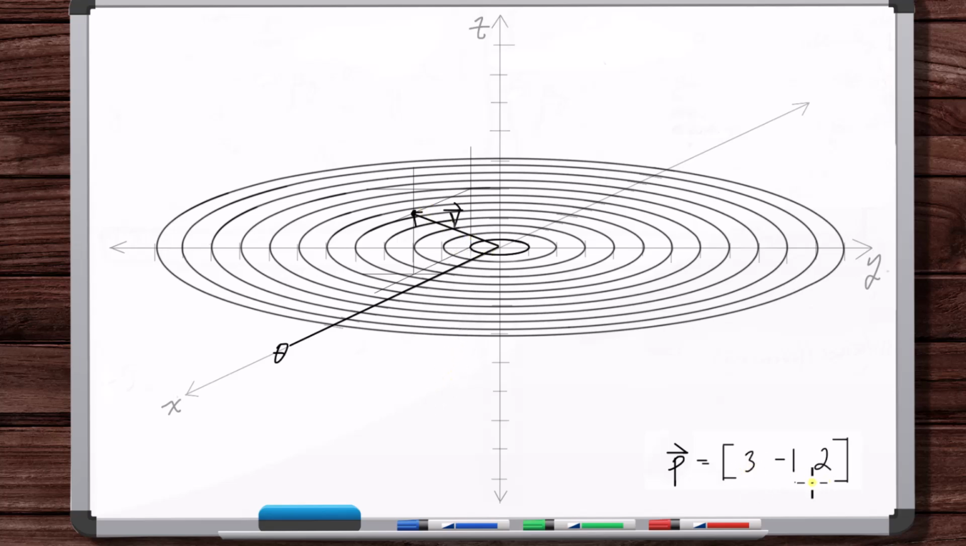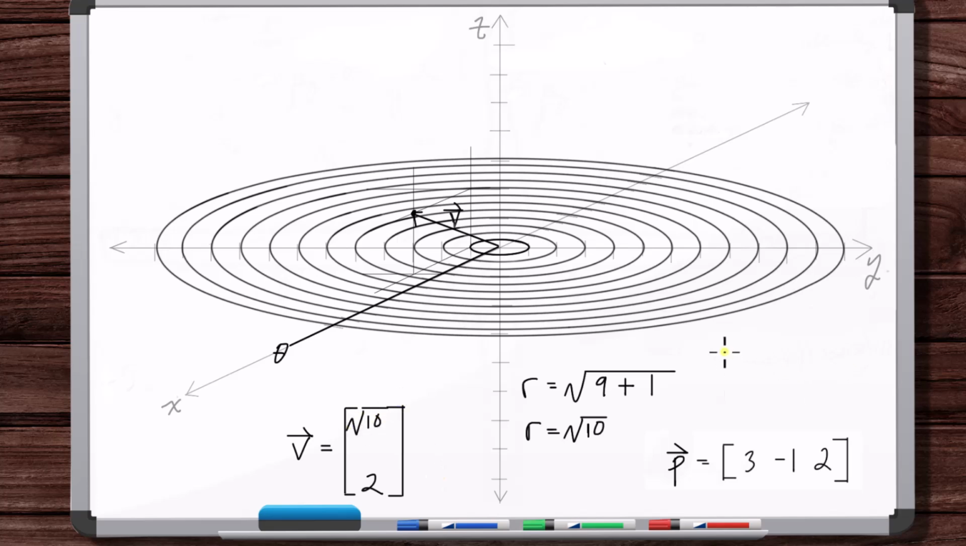Well, we just need to convert these from rectangular to cylindrical. We talked about the conversion formulas between the 3 main coordinate systems: rectangular, cylindrical, and spherical. We know that the z component is the same between rectangular and cylindrical. Now we can get r using the relation that r is equal to the square root of x squared plus y squared. So in this case, we've got 9 plus 1. 3 squared is 9, minus 1 squared is 1. So r is equal to the square root of 10.